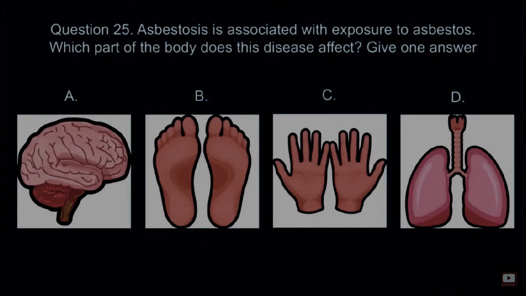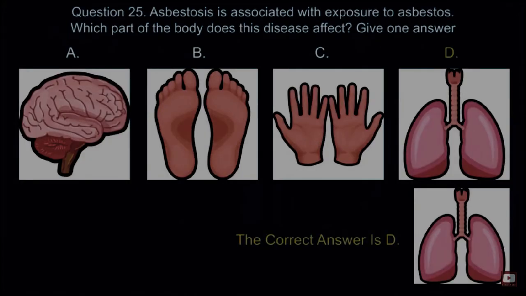Question 25. Asbestosis is associated with exposure to asbestos. Which part of the body does this disease affect? Give one answer. A. B. C. D. The correct answer is D.